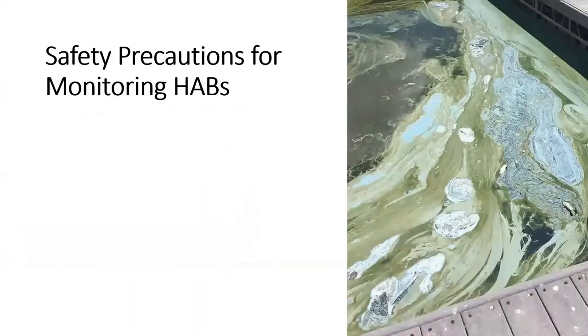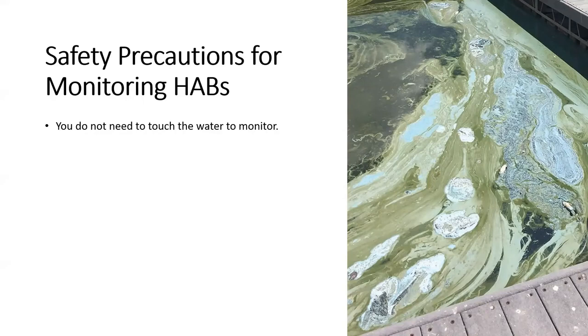Like Hannah was saying, we want to take HABs seriously if there is a harmful algal bloom. So we have some safety precautions if you're out at a waterway. If you want to monitor for harmful algal blooms, you don't need to actually touch the water. You don't need to take a sample at this point. You can just do a visual check for harmful algal blooms.